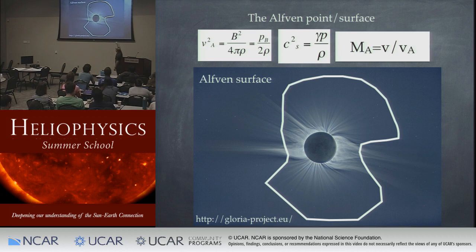Another way to look at that is that we can have this collection of Alfvén points where the wind speed equals the Alfvén speed, and we're going to call it the Alfvén surface. It's a surface that collects all these Alfvén points around. Okay, so we have a sub-Alfvénic wind within the surface and a super-Alfvénic wind outside of this surface.